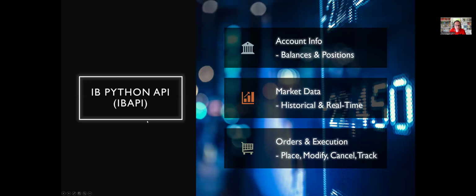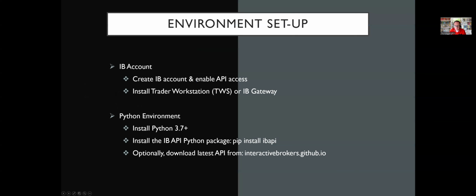With the IB Python API, we can get our account information, balances, trading positions, and market data, which is historical or real time. We can manage our orders, check execution details, place an order, modify orders, cancel, track our fills and executions, all from the Python API. And we can also do a lot more. I'm just starting you off here.